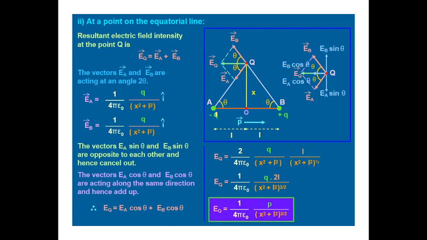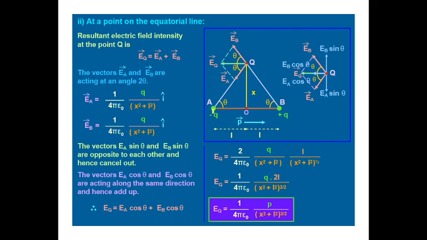This distance AO equals L. This distance is x. Point Q is taken perpendicular at a distance x from the center of the dipole. So we can find the distance QA by using the Pythagoras theorem: AQ squared equals L squared plus x squared. AQ is equal to the square root of L squared plus x squared.